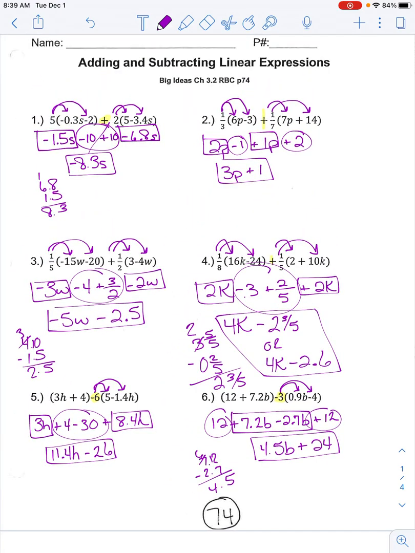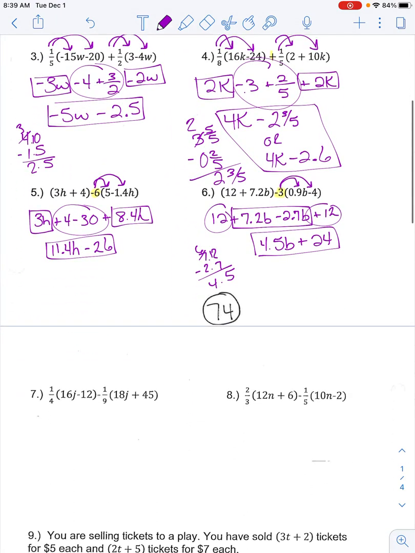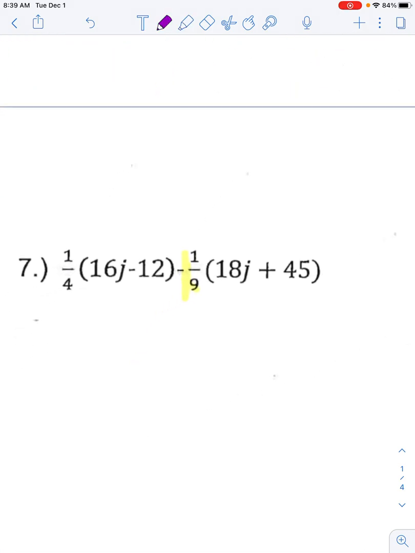Okay. Now, what I would like for you to do is on the back, go ahead and pause the video, try number 7 and 8. Again, you're distributing a negative with both. And then unpause and see if you got these correct.